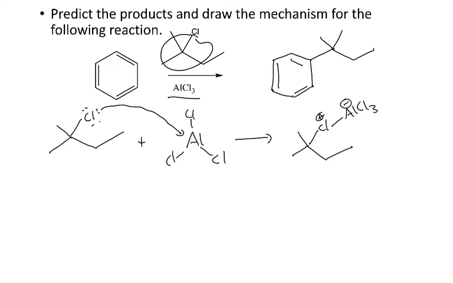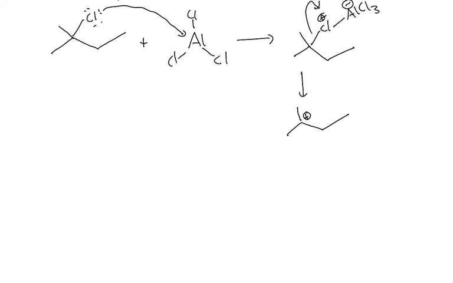That's going to give us this complex. And then essentially the AlCl4 minus pops off as a leaving group, giving me this carbocation. All right, and so now that we have our electrophilic group, let's see how that's going to attack our benzene.